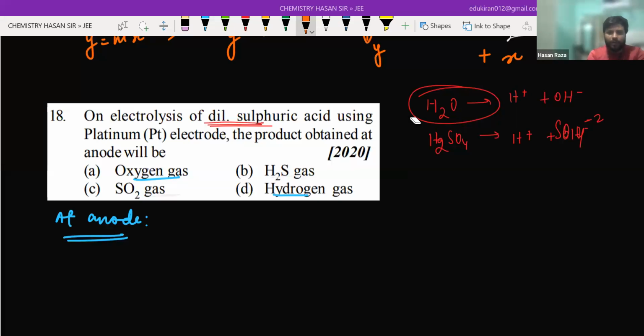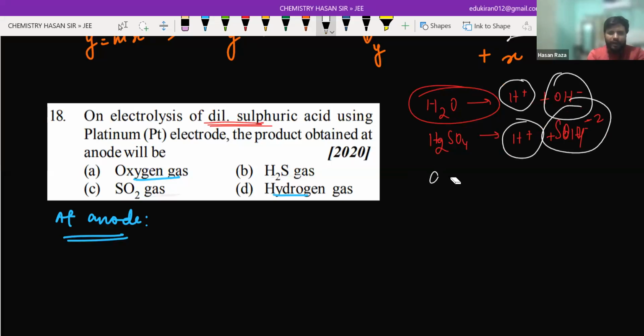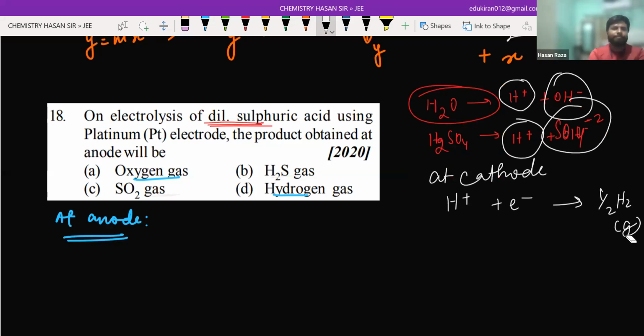You know what will happen if you have studied this. This is your H plus and H plus, OH minus, SO4 minus 2. So at the cathode, everyone knows that H plus will go and gain some electrons and convert itself into H2 gas. Yes or no? Yes, sir. Chavez, at the cathode, this will be the product, hydrogen gas, right?